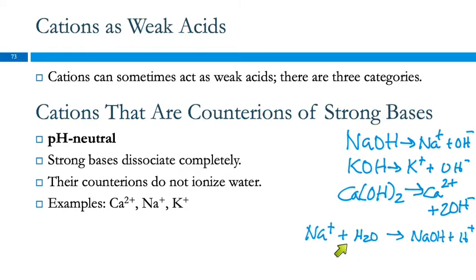But is this going to happen? No, because sodium hydroxide making sodium ions and hydroxide ions, that's a one-way arrow. It doesn't go the other way. So these strong bases dissociate completely. Their counterions do not ionize water, so these guys are pH neutral. So this is like the anions of strong acids, right? They're neutral. The cations of strong bases, also neutral.